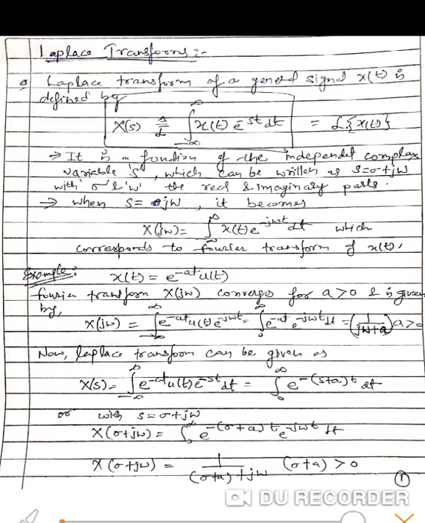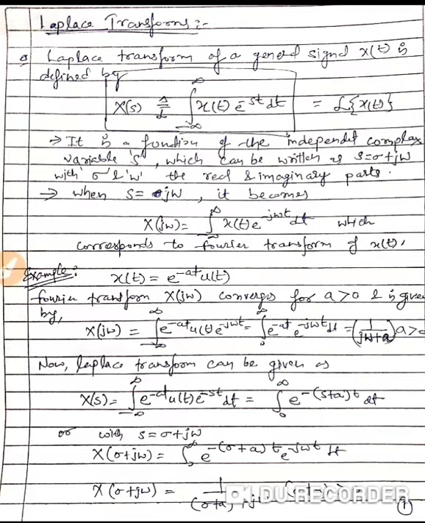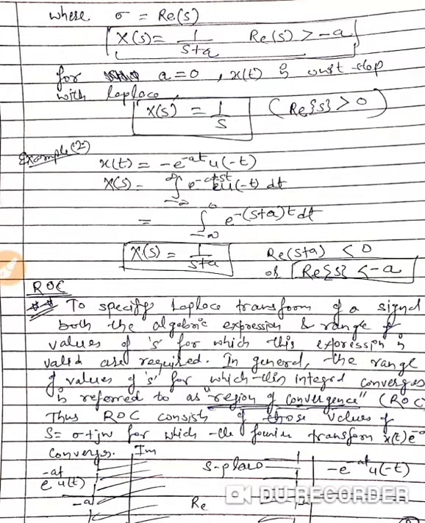1 upon, as you can see, this value, sigma plus a plus j omega. So the Laplace transform of x(t) comes out to be 1 upon sigma plus a plus j omega, in which sigma plus a should be greater than 0. So if we put sigma equal to real part of s, then X(s) will become 1 upon s plus a, in which s is equal to sigma plus j omega.